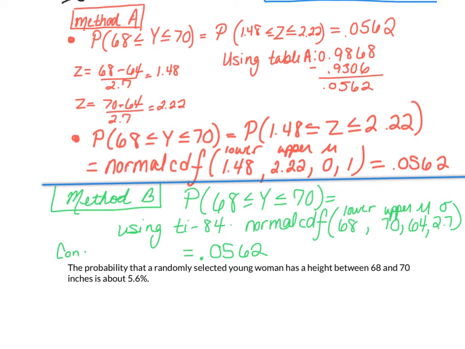Okay, so I'm stating that the probability that a randomly selected young woman has a height between 68 and 70 inches is about 5.6%.